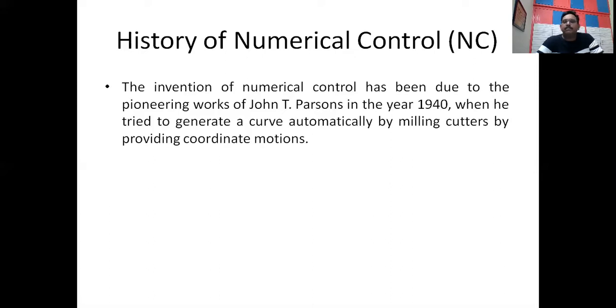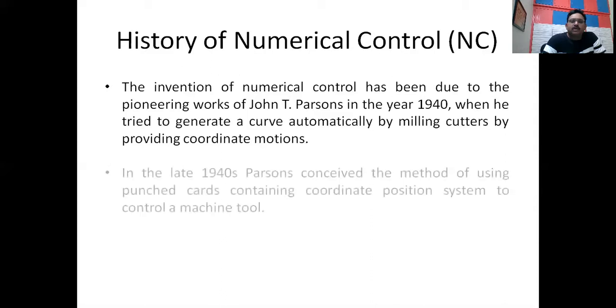But the first time, a person named John T. Parsons, thanks to him for the invention of the numerical control machine. In 1940, he tried to generate a curve automatically by a milling cutter, that means without the operator's involvement. So he provided a coordinate motion so that the milling cutter will cut the curve automatically without the operator. This is the first step in the history of numerical control.